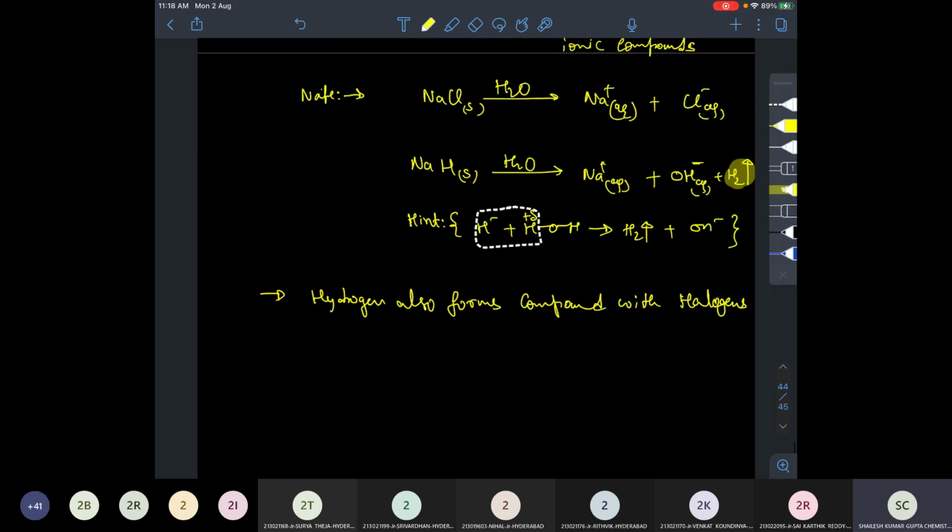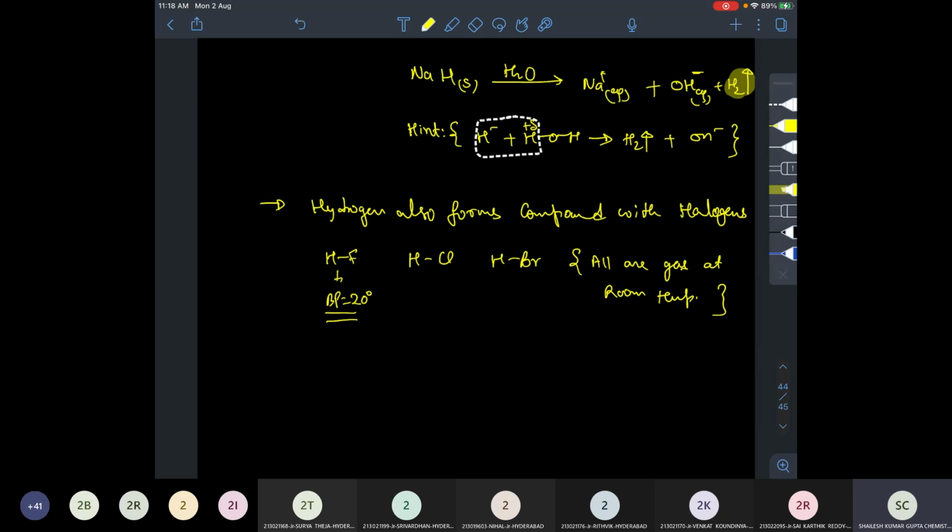And what are those? HF, HCl, HBr. They are forming, that is the similarity, but the problem here is all are gas. Its boiling point is 20, but at 25 all are gas. So the similarity is that it forms compounds with halogens, but the dissimilarity is they are gases, whereas the ionic compounds formed by sodium, potassium, rubidium, cesium are solids.